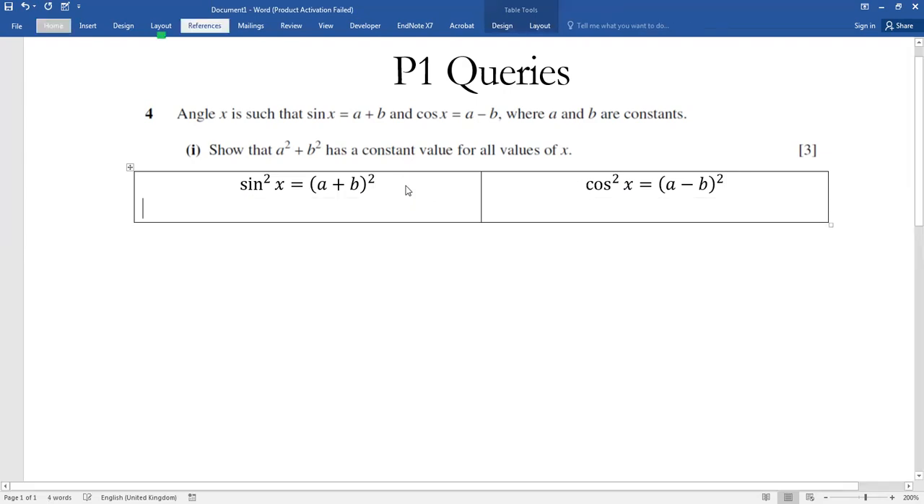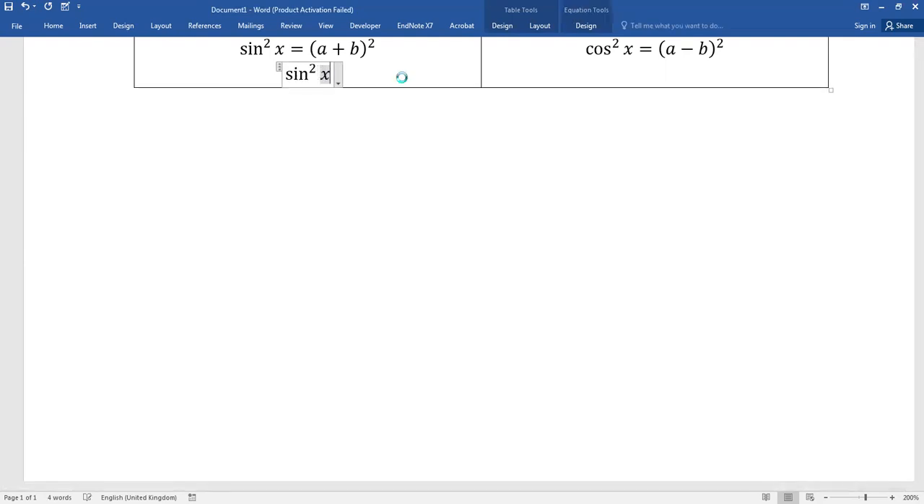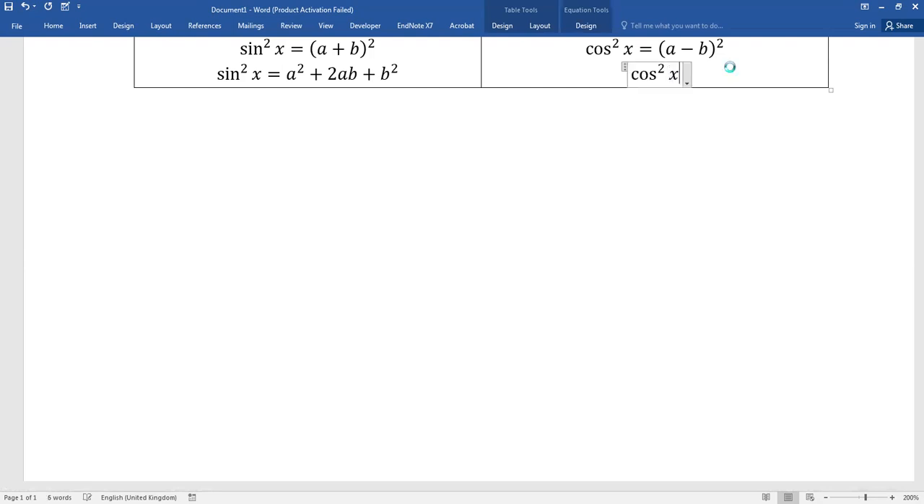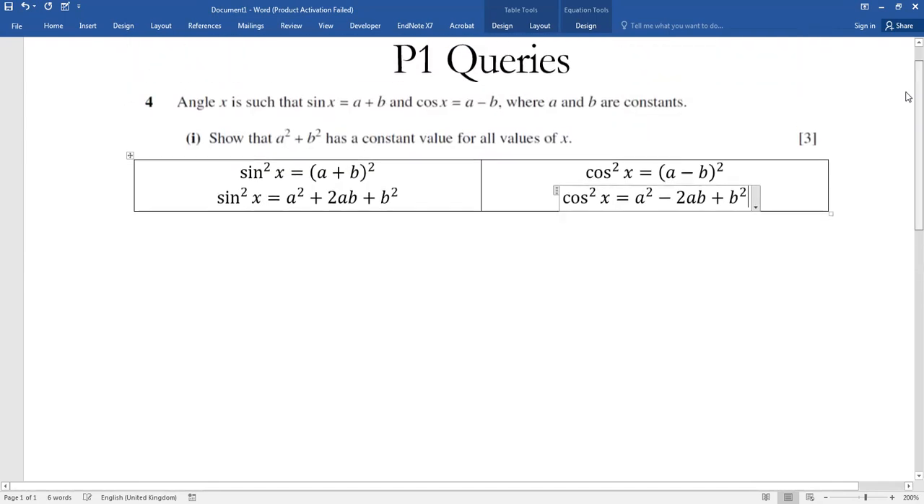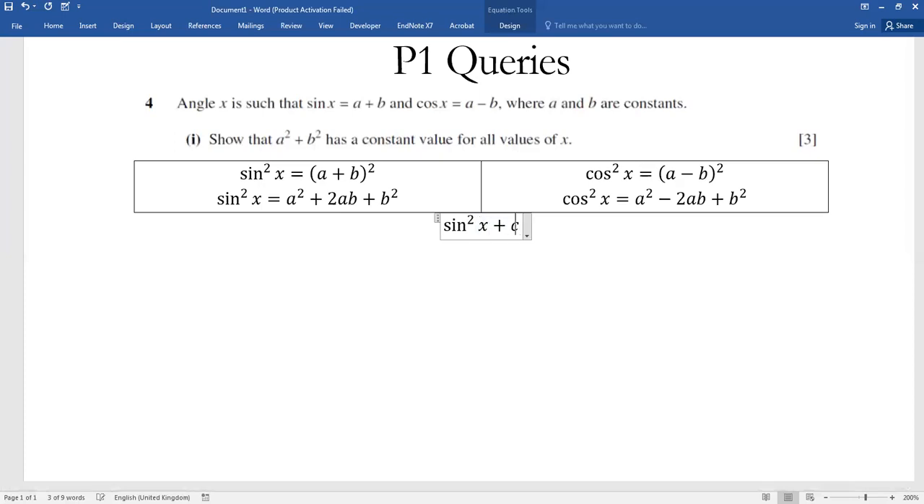So I will say that sine square x is basically a square plus 2ab plus b square, and cos square x is a square minus 2ab plus b square. Is this right? Now I can add both of them and I'll say that sine square x plus cos square x is equal to a square plus 2ab plus b square plus a square minus 2ab plus b square.